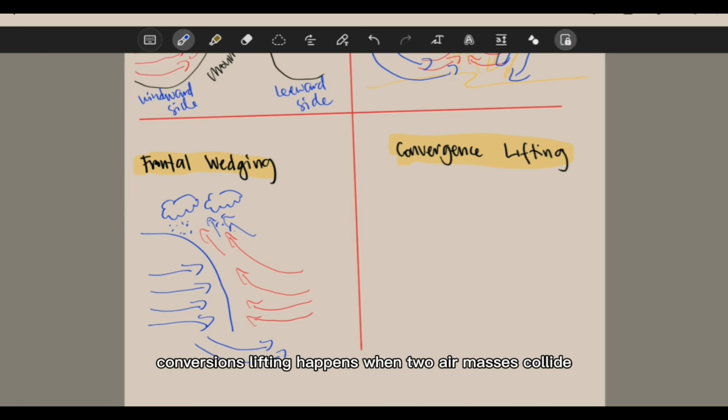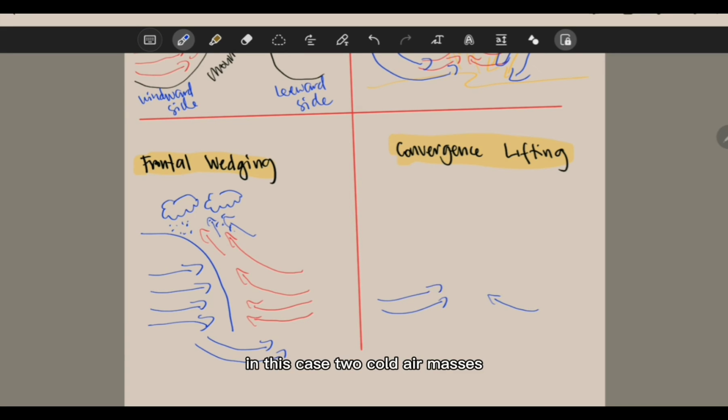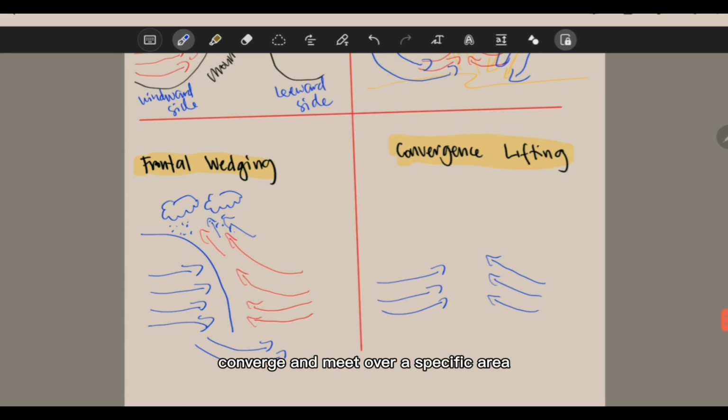Convergence lifting happens when two air masses collide or converge in a specific area. In this case, two cold air masses converge and meet over a specific area. Convergence lifting is different from frontal wedging. In convergence lifting, there is no need for warm or cold air masses, and in our case, we used cold air masses. Hence, the densities of the colliding air are about the same.